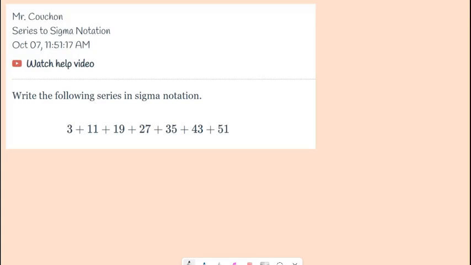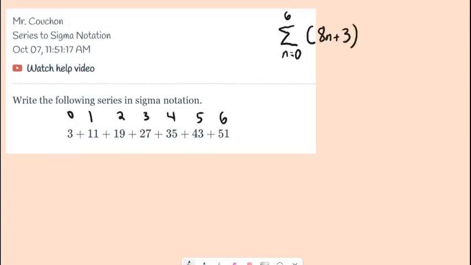Okay, if you used the first strategy, where n equals 0, you should have sigma n equals 0 going up to 6, and then 8 times n plus 3 is your equation.